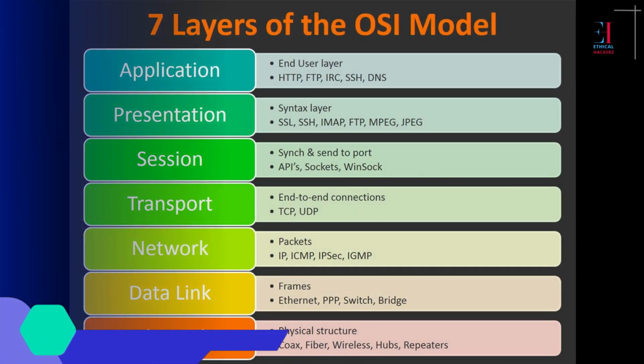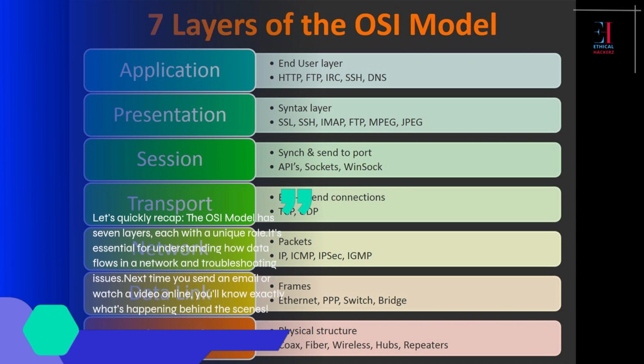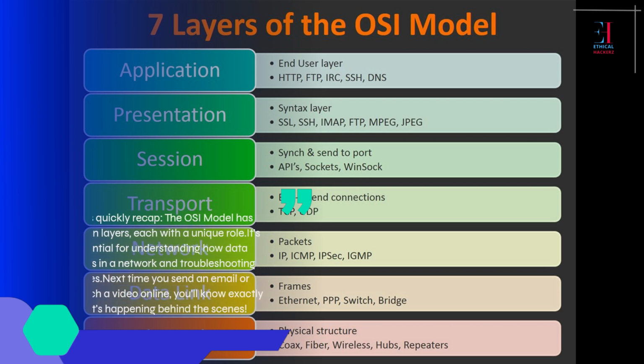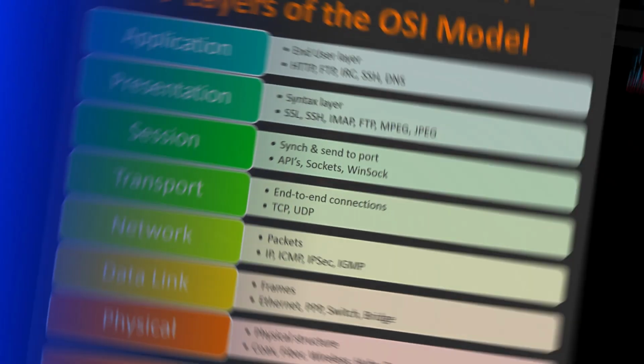Let's quickly recap. The OSI model has seven layers, each with a unique role. It's essential for understanding how data flows in a network and troubleshooting issues. Next time you send an email or watch a video online, you'll know exactly what's happening behind the scenes.